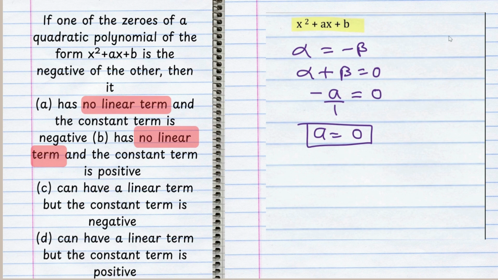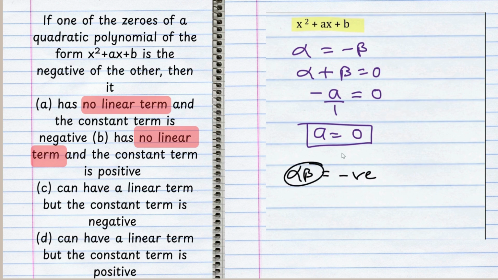Now we are going to use the other relation in this case. The other relation is what? The product of the zeros. Now what you can see is that since one zero is negative the other, can I say that their product will be negative? Has to be. When two numbers are such that one is negative the other, then their product will be negative.